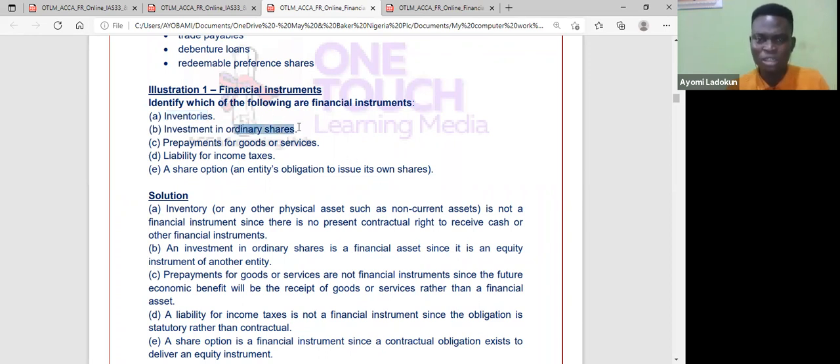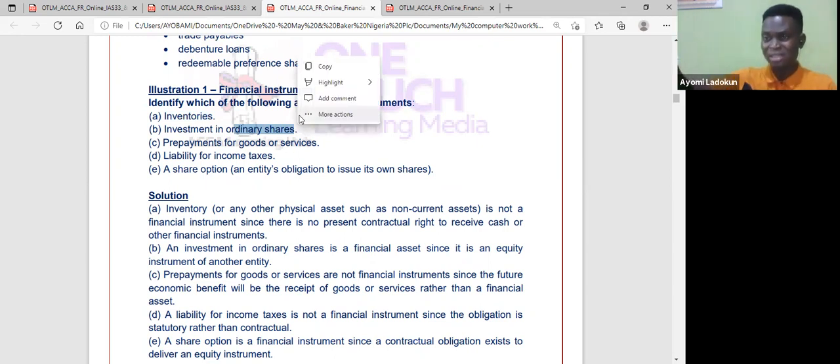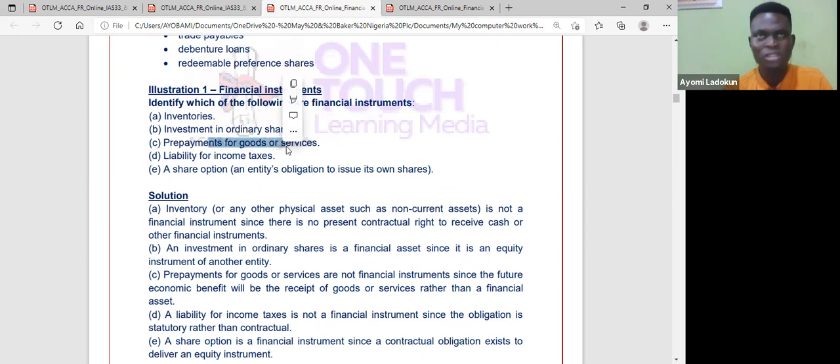Investment in ordinary shares. Oh, that makes sense. If I have an investment in the ordinary shares of another company, that's a financial asset, okay? And that is a financial instrument. Prepayment of goods or services. I have paid for goods, okay, but I've not enjoyed the service. Oh, it is not a financial instrument because the future economic benefit will be the receipt of those goods rather than financial assets.